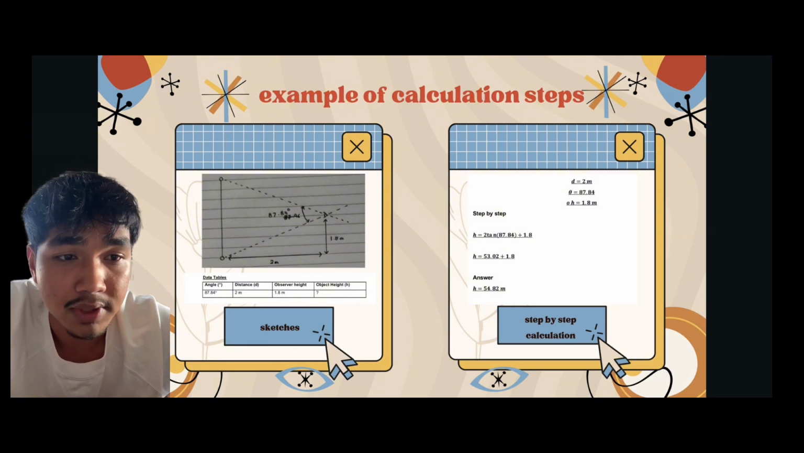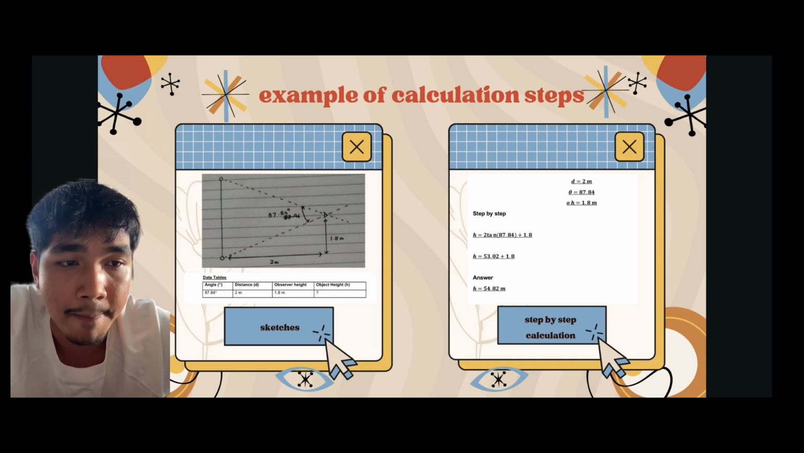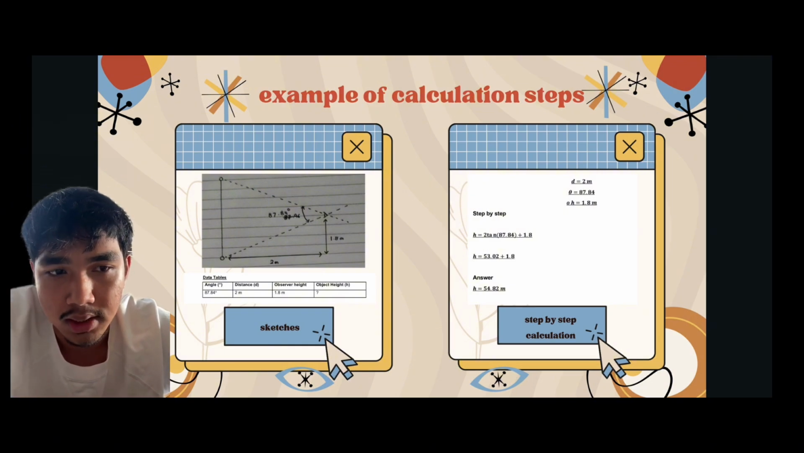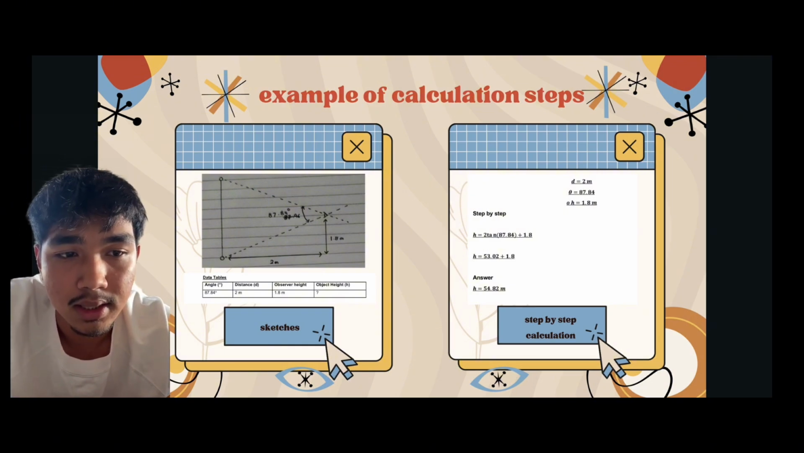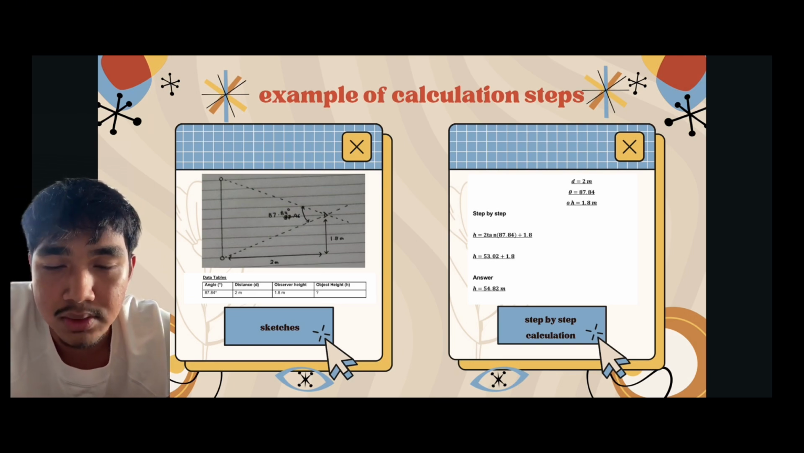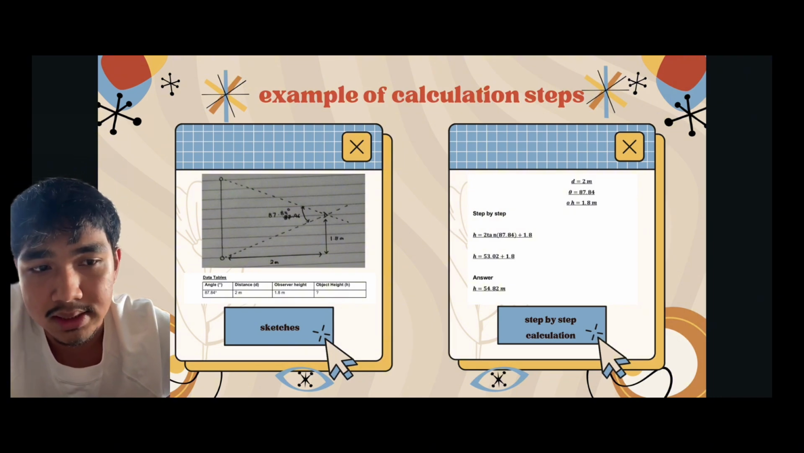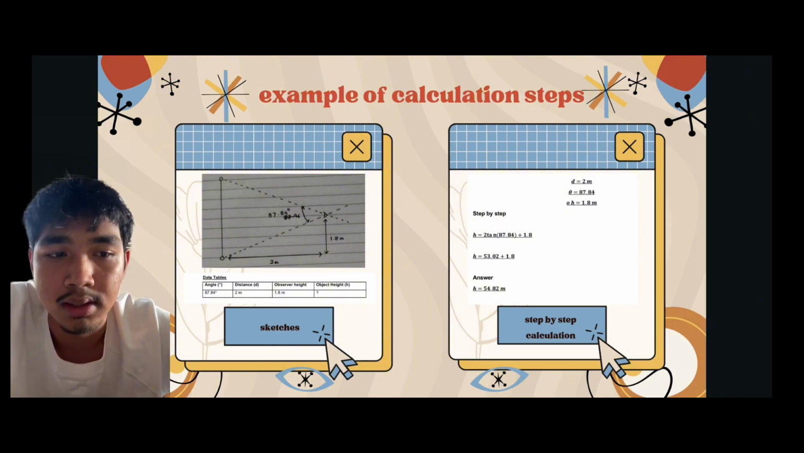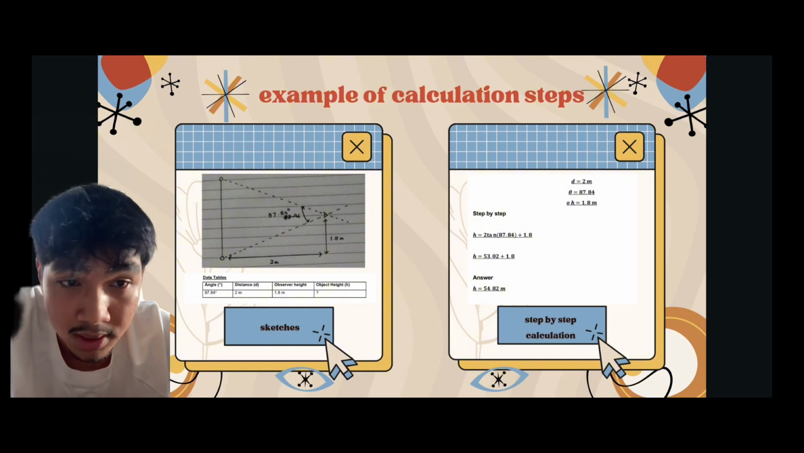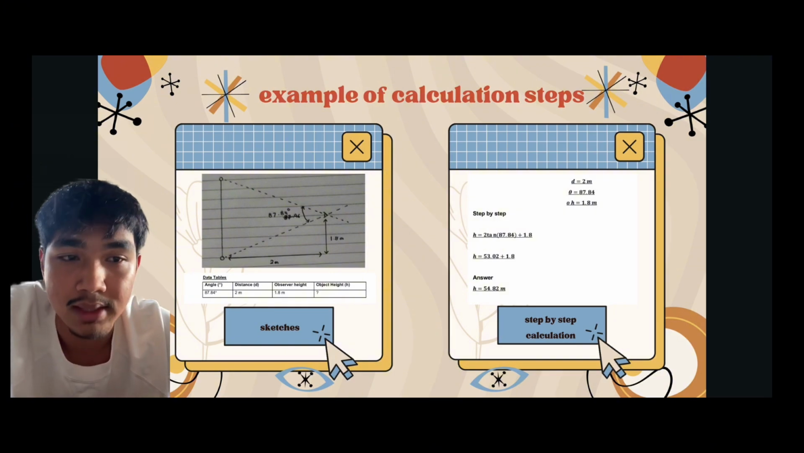Okay, so first, H equal to 2 tan in brackets 87.84 plus 1.8, and the answer H equal to 53.02 plus 1.8. Okay, and the last answer is H equal to 54.82 meters. So the final answer is 54.8 meters.